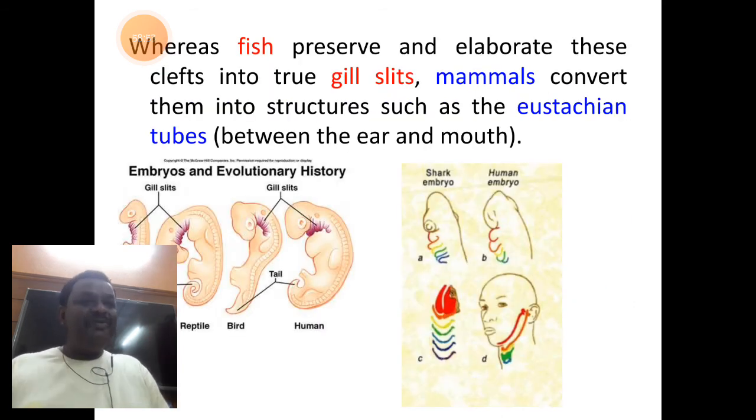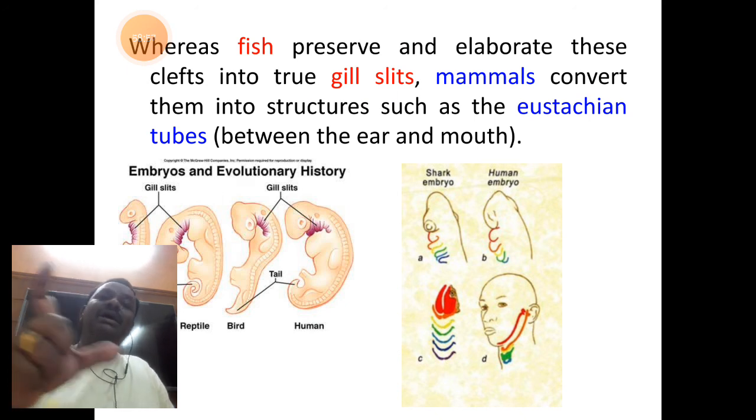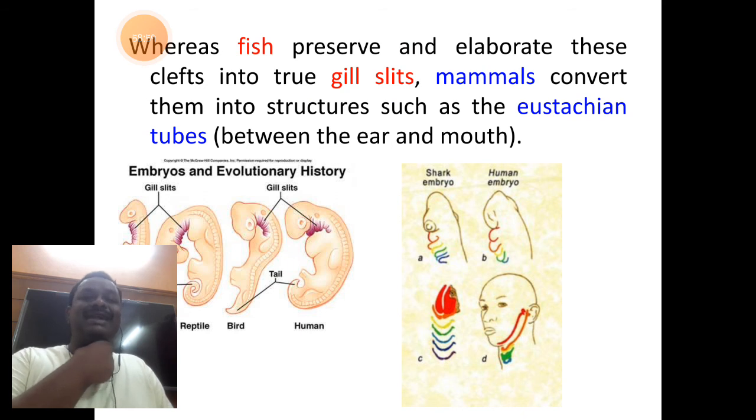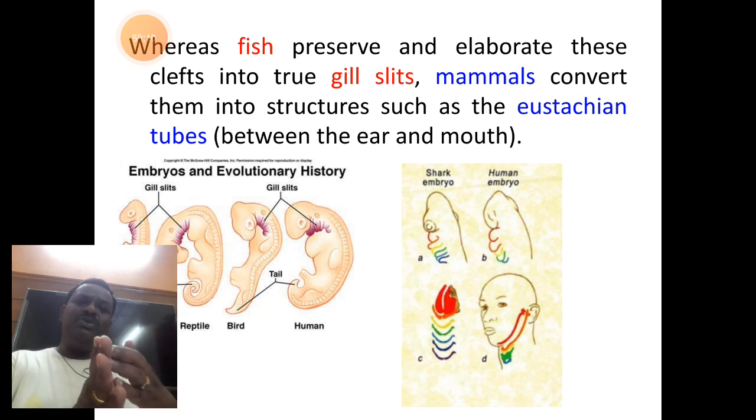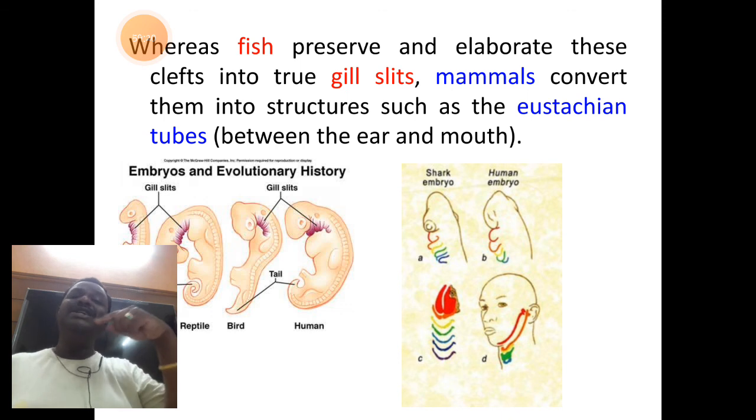Fish will preserve and elaborate these gill slits to form the gill structures, whereas in mammals the gill slits get modified to form the eustachian tube. Gill slits are nothing but the opening between the pharynx and the external environment. That space is brought about by the eustachian tubes, where the mouth and the ears are getting connected.